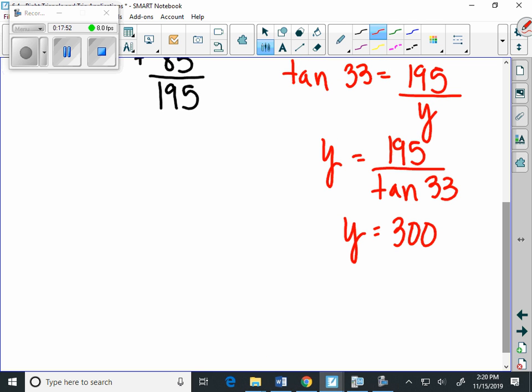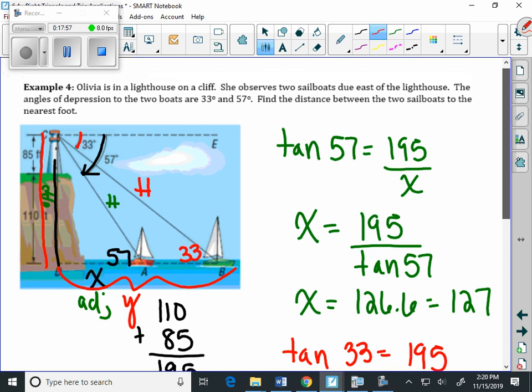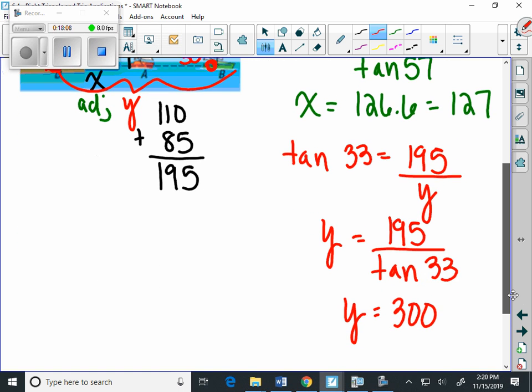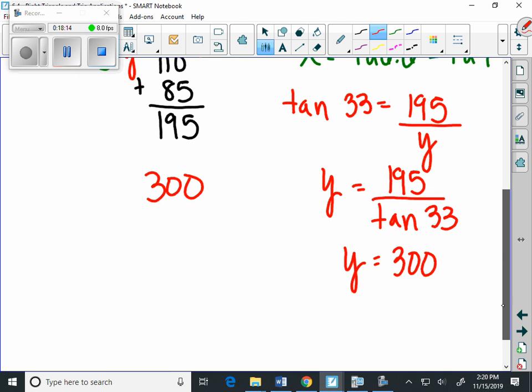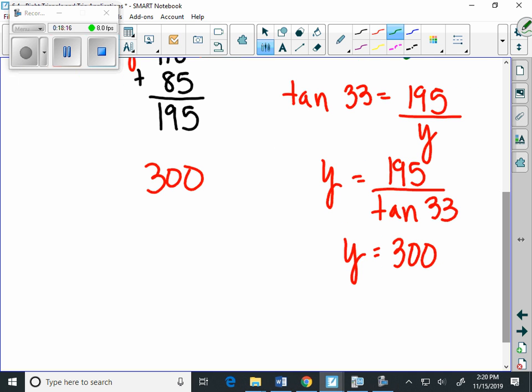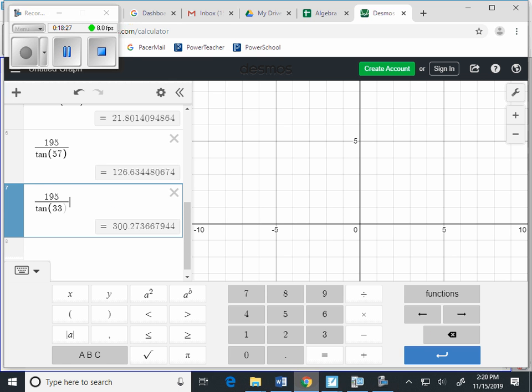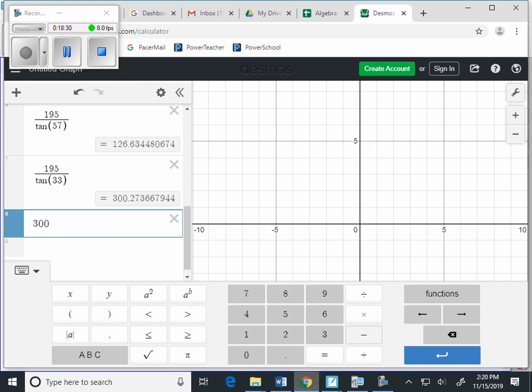Well, let's go back and look, because there's one more thing that we need to do on this particular problem. It says find the distance between the 2 sailboats. Well, from D to B is the value we just found. It's 300. The first value that we found was 127. And if we subtract these 2 values, we will get the distance that they are apart. 300 minus 127.